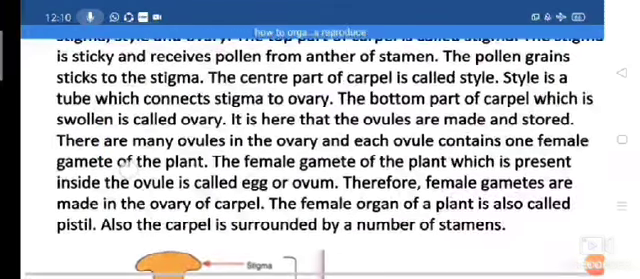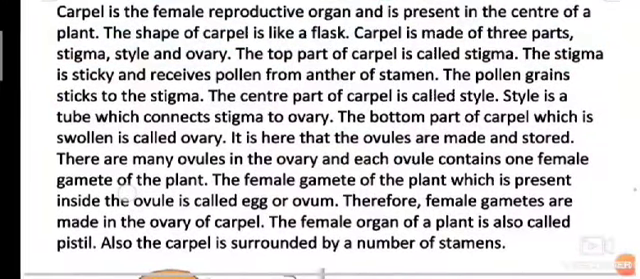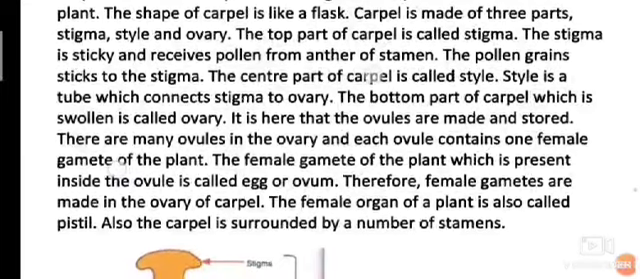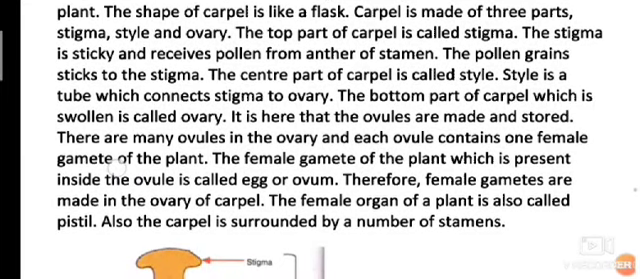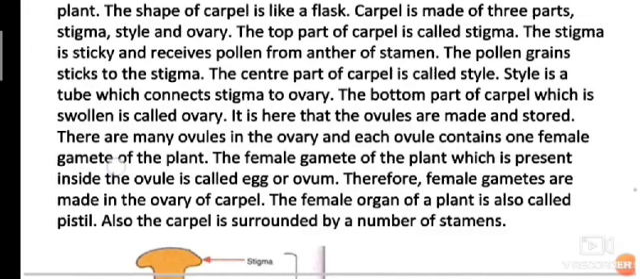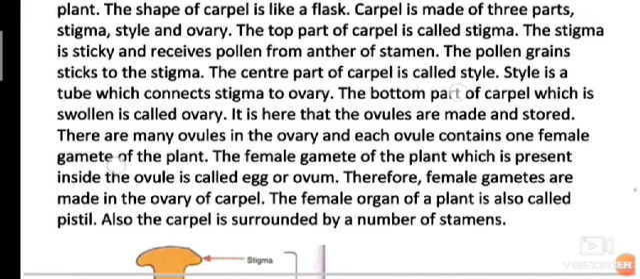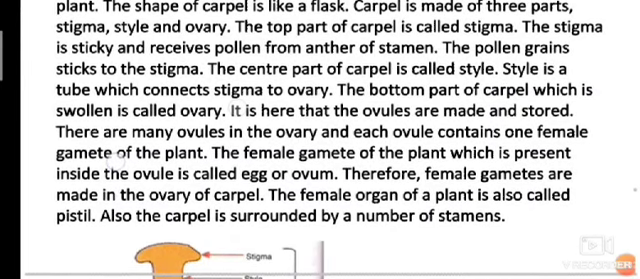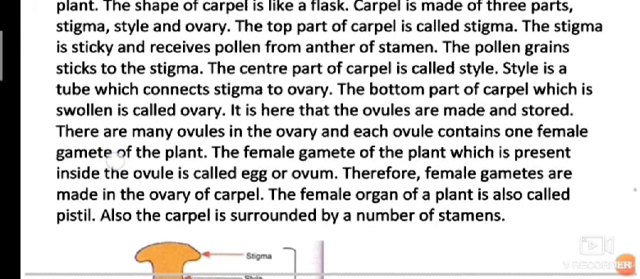The stigma is sticky and receives pollen from the anther of the stamen. The pollen grains stick to the stigma. The center part of the carpel is called the style. The style is a tube which connects the stigma to the ovary. The bottom part of the carpel, which is swollen, is called the ovary. It is here that the ovules are made and stored.